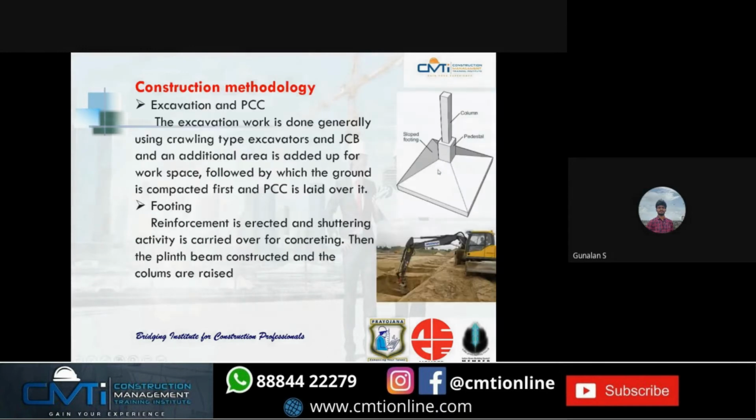Next, the construction methodology. First, excavation and PCC. The excavation is done using various excavators like rolling type and other JCBs. While excavating, an extra 0.5 meter around the space was given for the workspace. This sloped footing is given so that the column load always puts a pressure at a 45-degree angle. Above this place the concrete is unnecessary. So to save the material, we give the sloped footings.